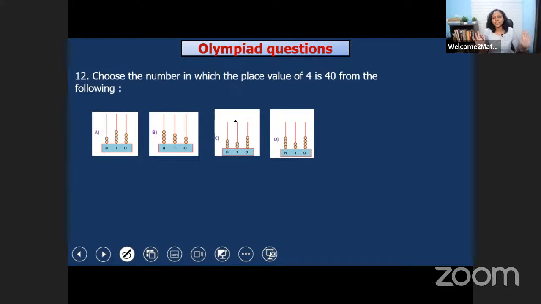And it's a very easy question. Here is an abacus for you. Choose the number in which the place value of 4 is 40 from the following. That's what we have to find out. That's all. It's so easy to find out.